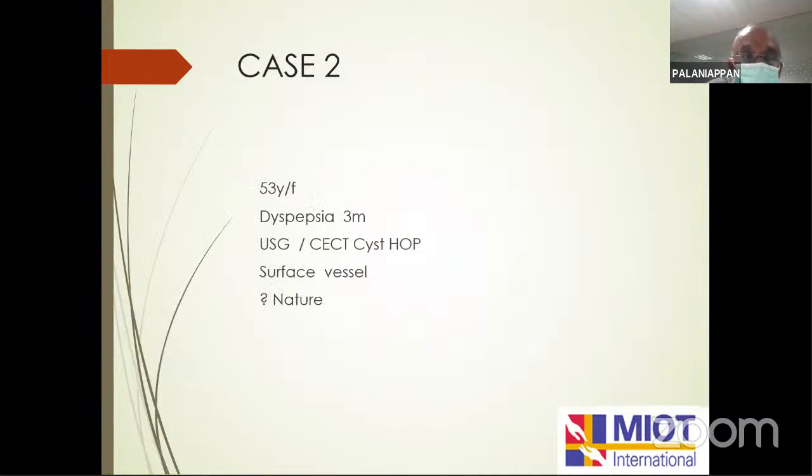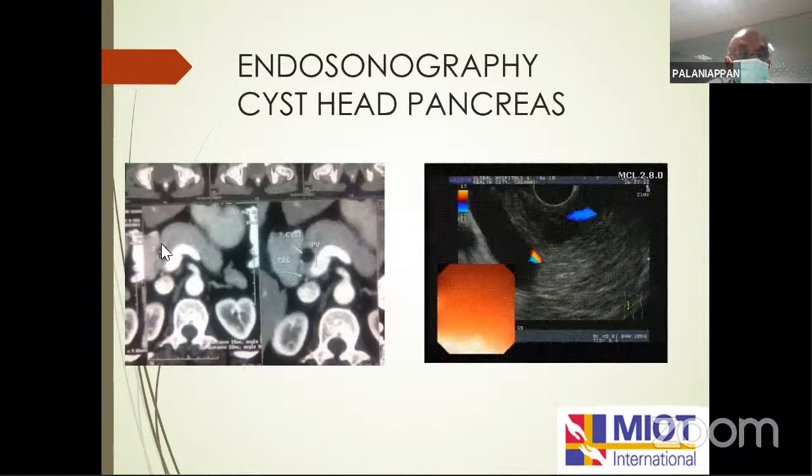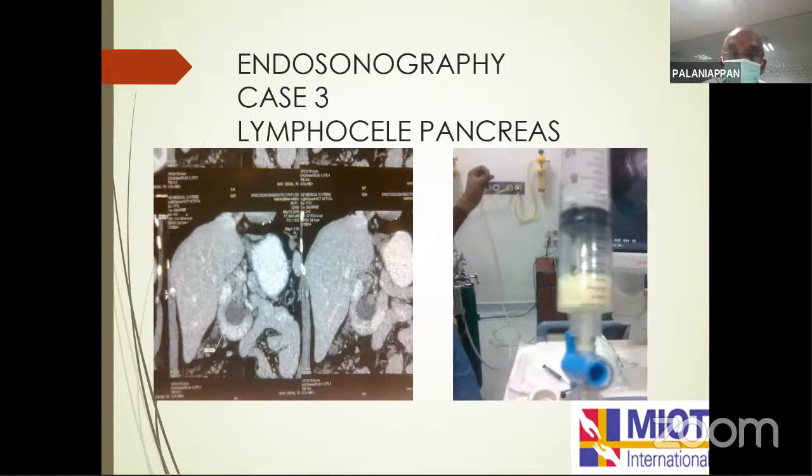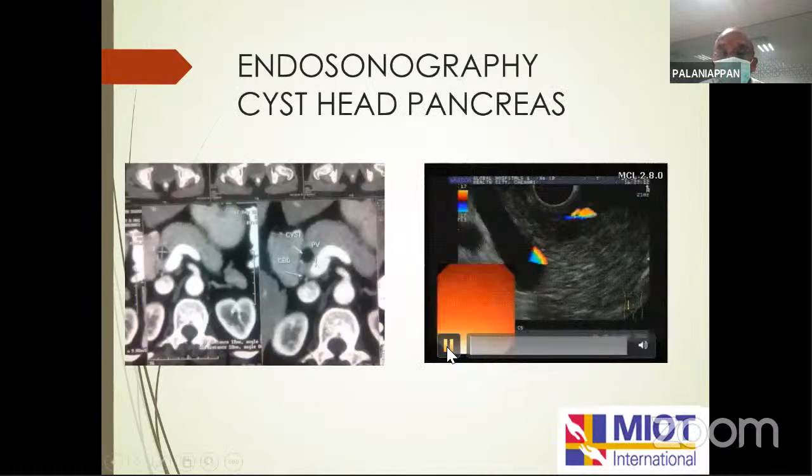Case number 2. This is a 53-year-old female who had a cyst in the head of the pancreas. See, this is the CT scan. It's showing a small cyst. But what happened was, this lady was very anxious and she wanted to know what is the reason for the cyst. So we did an endoscopic ultrasound. Scope is in the duodenum and we are screening it. As we are screening it, we had some difficulty.